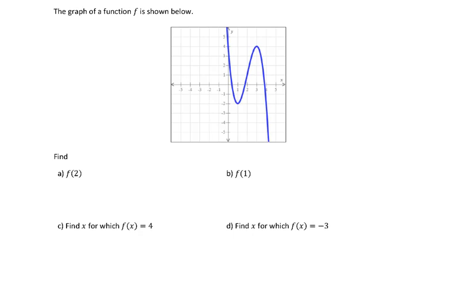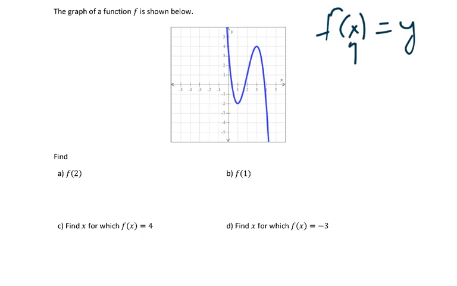The graph of a function f is shown below, and it wants us to find four things about this graph: f of 2 and f of 1, and then find the x for which f of x equals 4, and find the x for which f of x equals negative 3. So remember, when you're looking at function notation, it's f of x equals y.